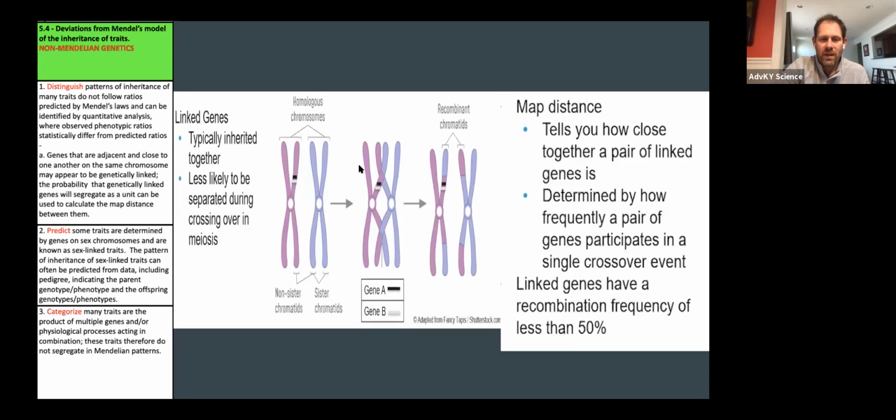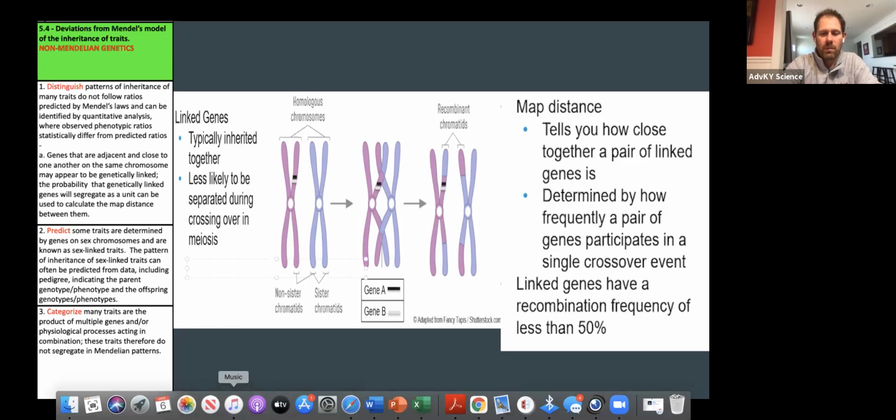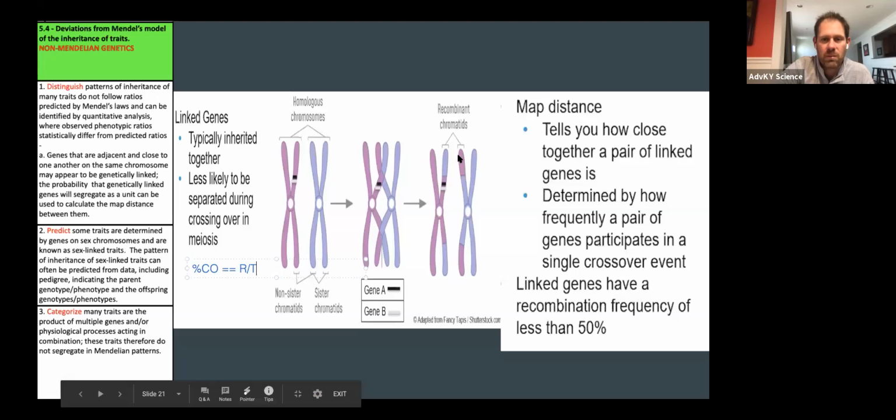All right. So what we can use is this recombination frequency. Recombination frequency just says how much recombination occurs. So a percent that cross over could be determined by just looking at how many of them cross over out of the total. So you're looking at the number of recombinants divided by the total. That gives me the percent of these chromosomes that are recombinants, right? The other percentage would remain parental.